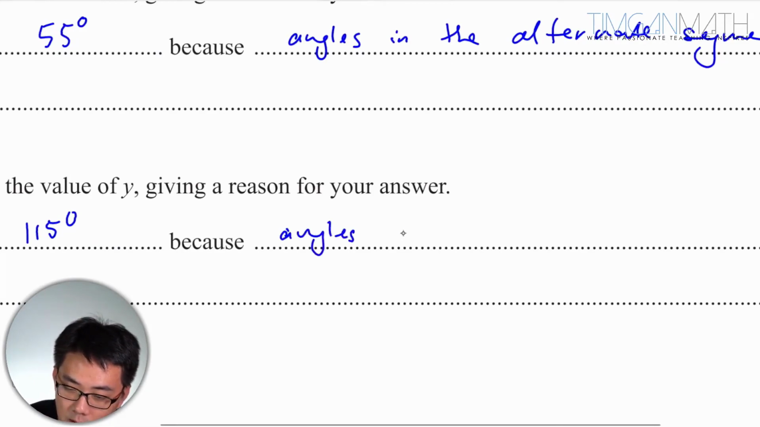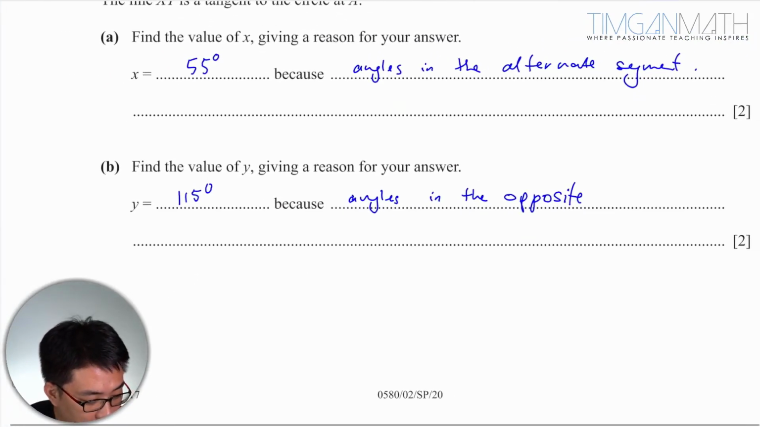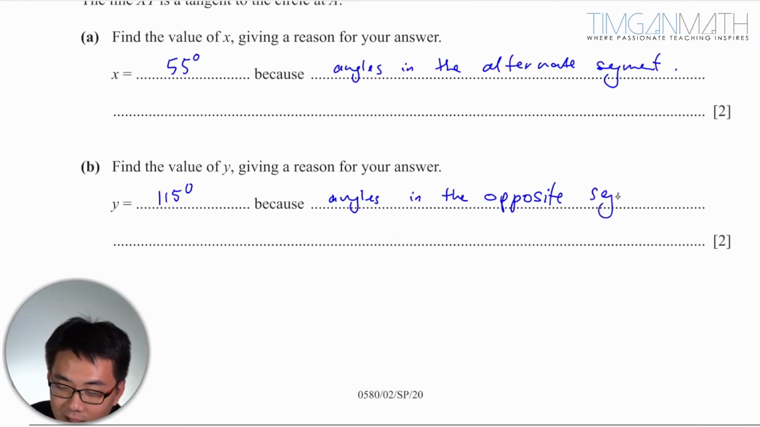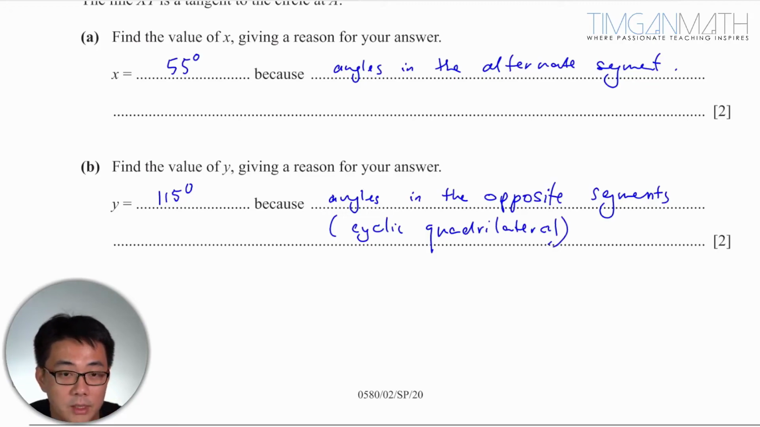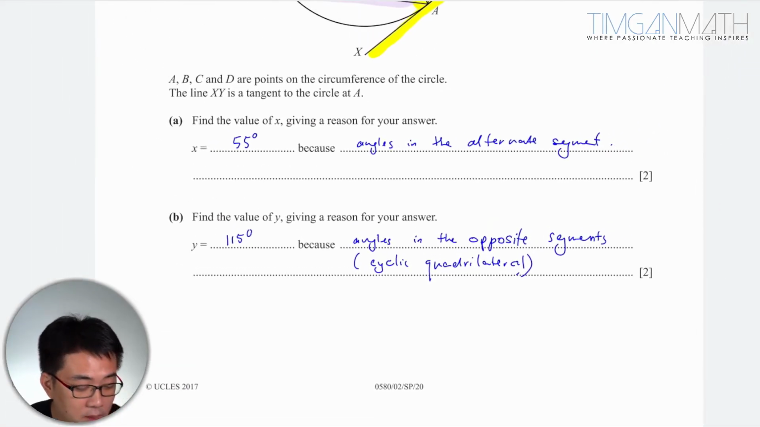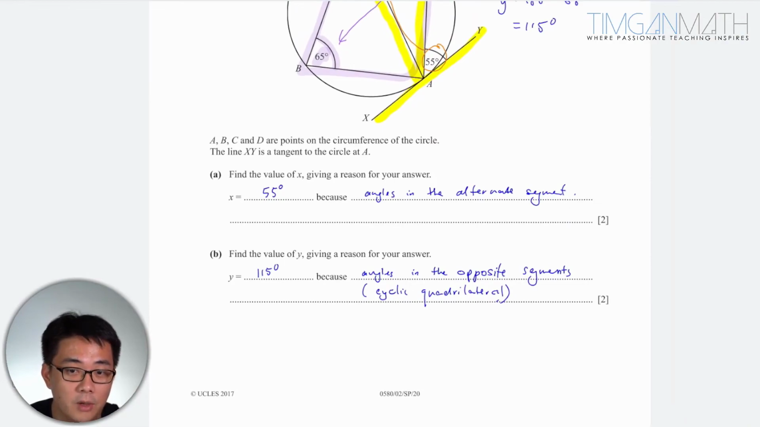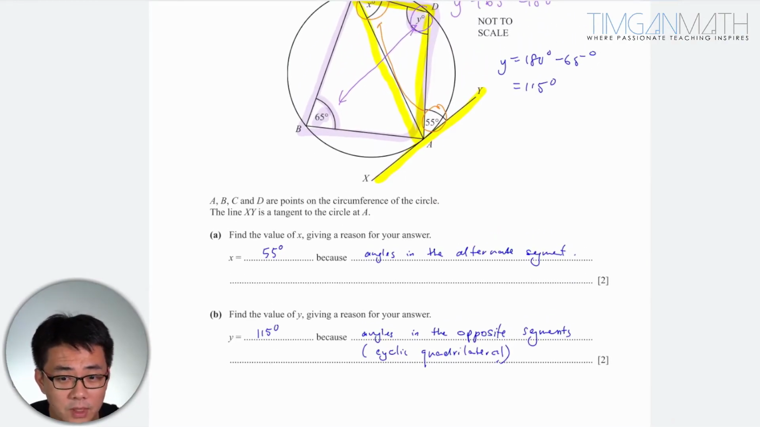Angles in the opposite segments. There's another name for cyclic quadrilateral. Okay, cyclic quadrilateral. In Singapore we use angles in the opposite segment. They are supplementary, so that's why I'll just write angles in the opposite segments. Yep, so this is how you do this part here.